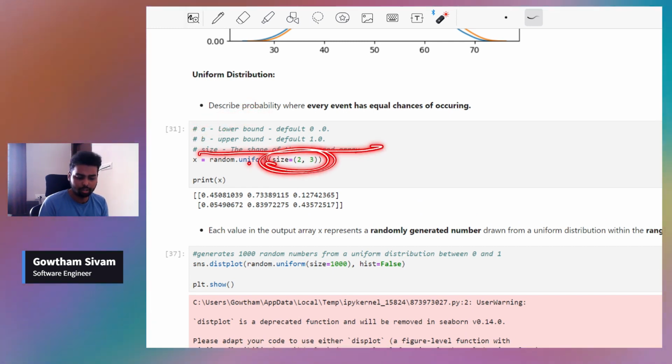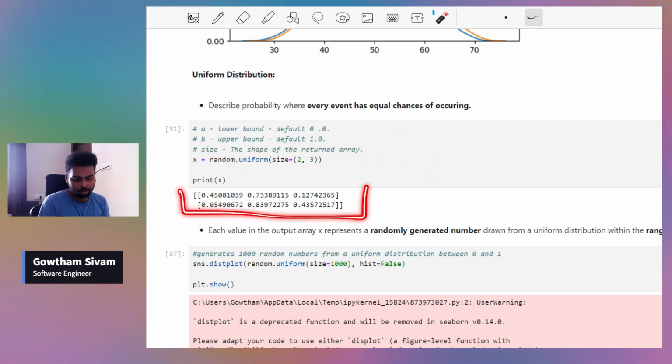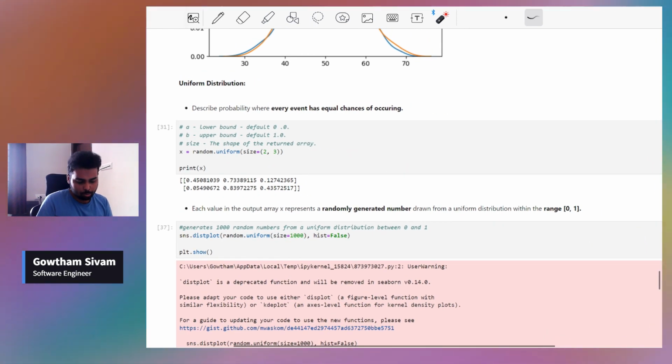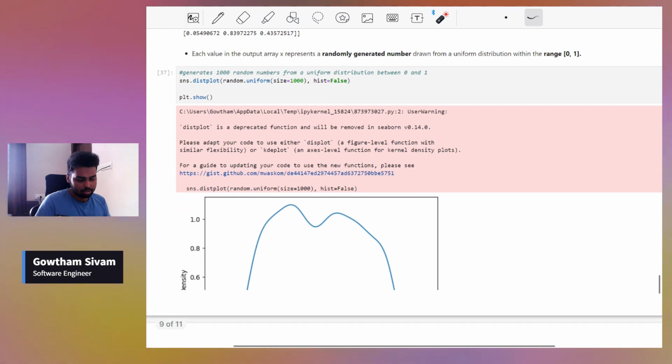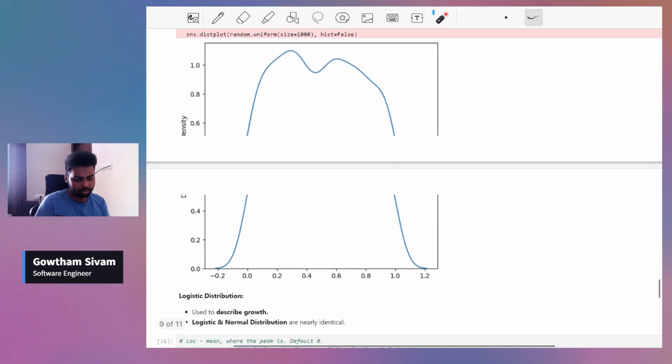As we see here, we are expecting a 2 by 3 matrix as an output. We are applying this uniform distribution, where these are all the values that you are getting. What does this value actually represent? Each value in the output array X represents a randomly generated number drawn from a uniform distribution within a range of 0 to 1. Okay, that is what the values here mean. Next, if I plot this, this is what we get.